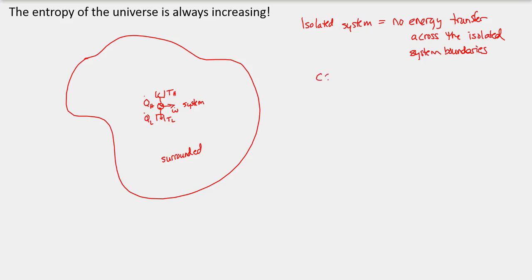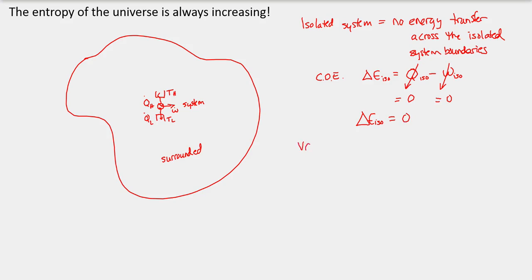So if we apply the conservation of energy to the system, again, no mass transfer, no energy transfer, we have the change in energy of the isolated system has to be equal to the net heat transfer and the net work transfer of the isolated system. Except I've just said there's no energy transfer, right? So these are equal to 0. So the change in energy of this isolated system has to be equal to 0. The energy has to be conserved within the isolated system.